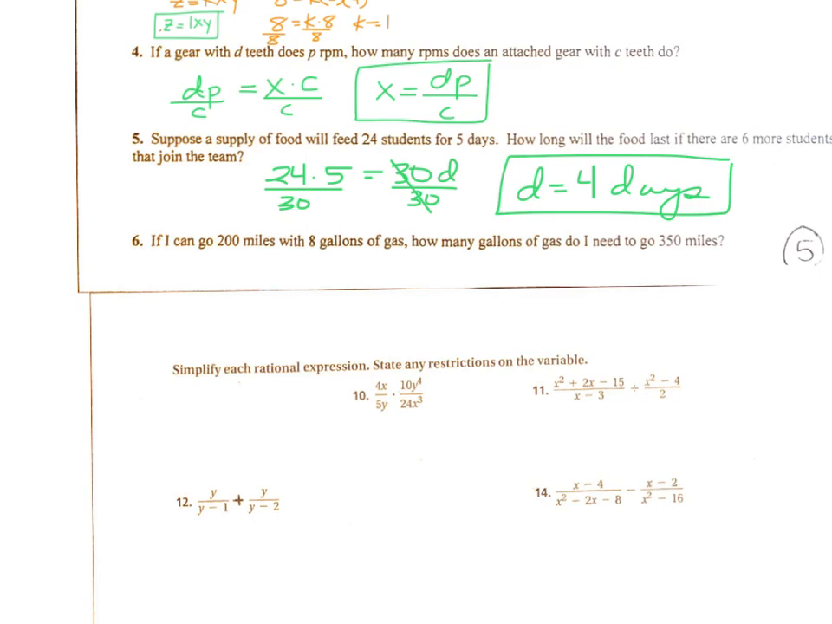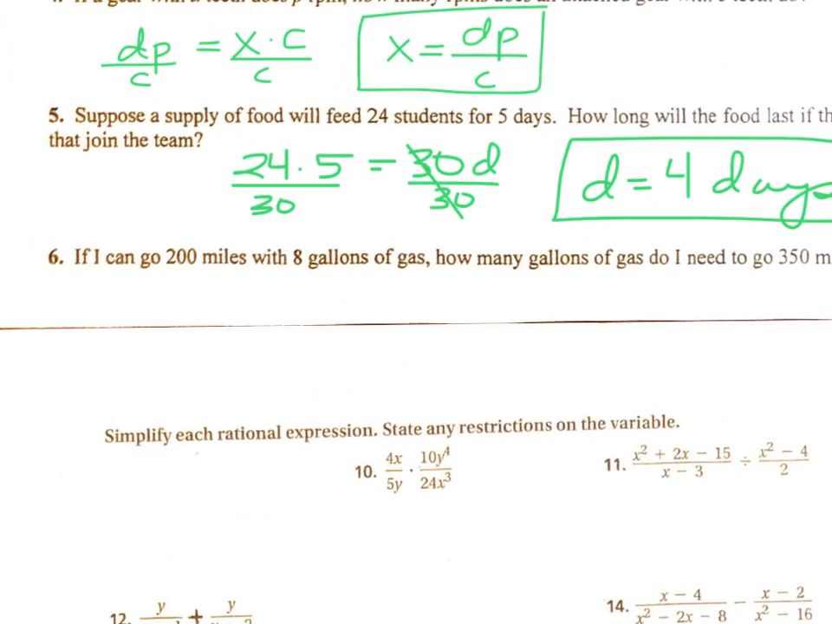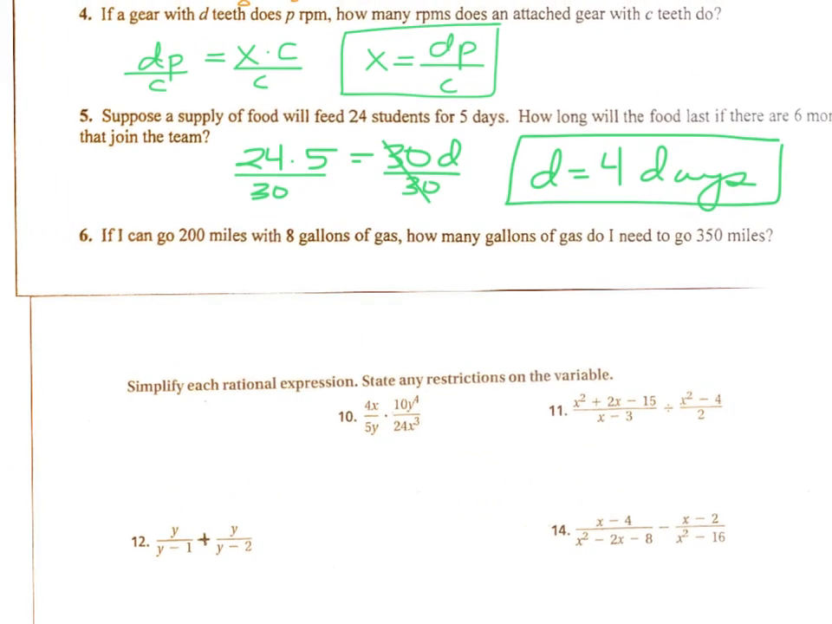Number 6, if I can go 200 miles with 8 gallons of gas, how many gallons of gas do I need to go 350? This is direct because as miles goes up, gallons goes up. So this is the one we write as a proportion. So 200 miles for 8 gallons of gas is going to equal how many gallons for 350 miles. So miles are on top, so we want to keep miles on top. 350 miles for how many gallons of gas?